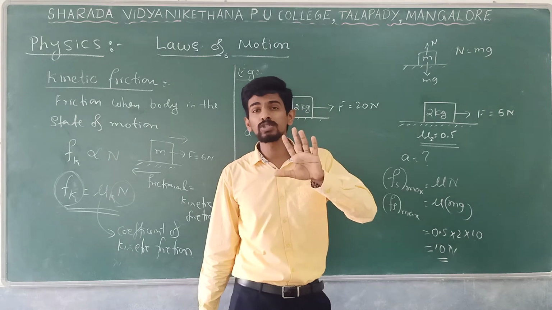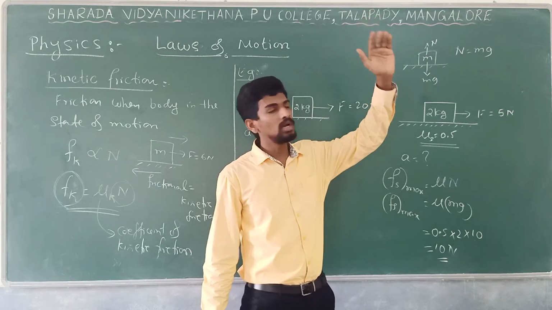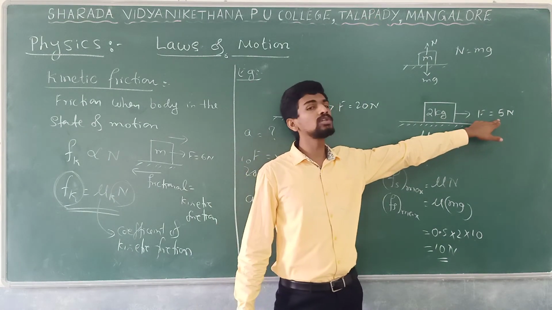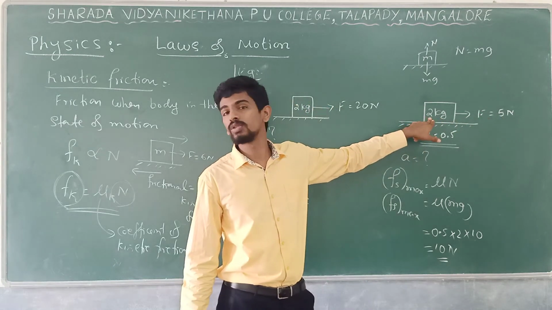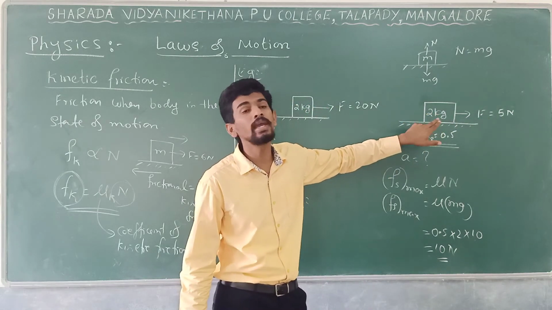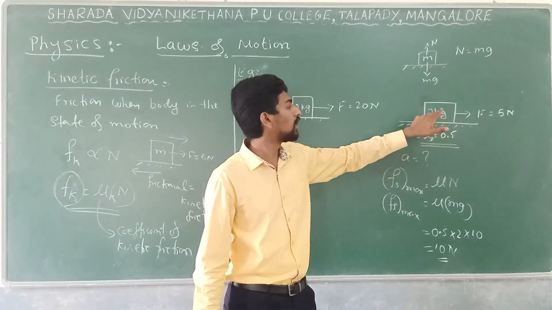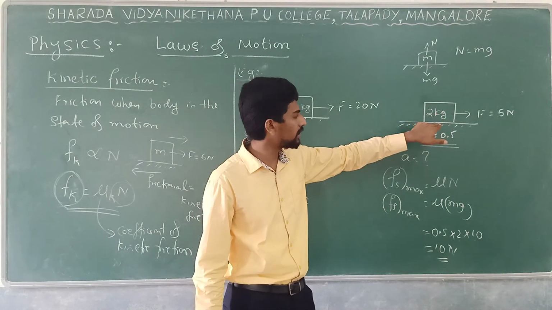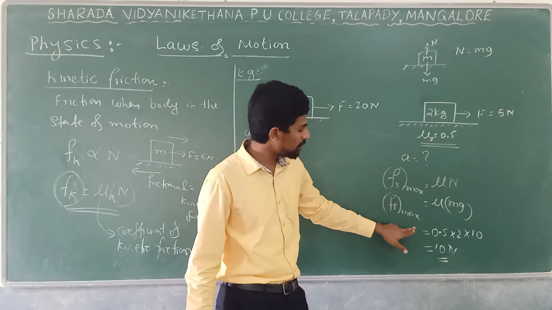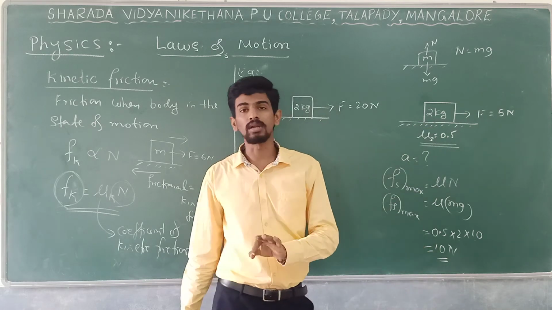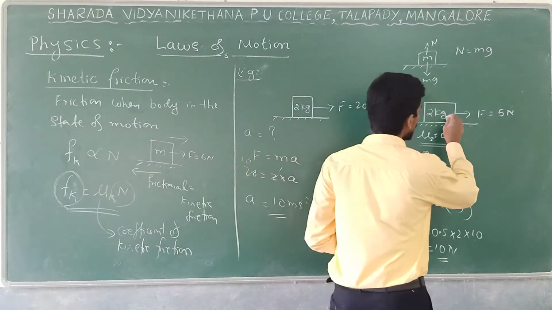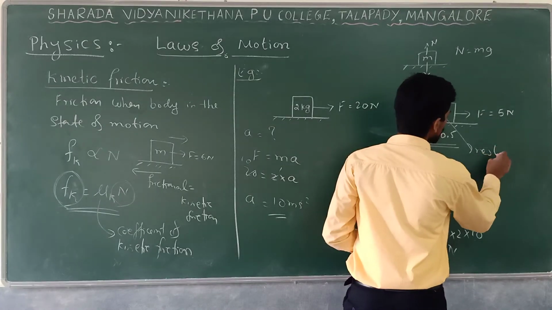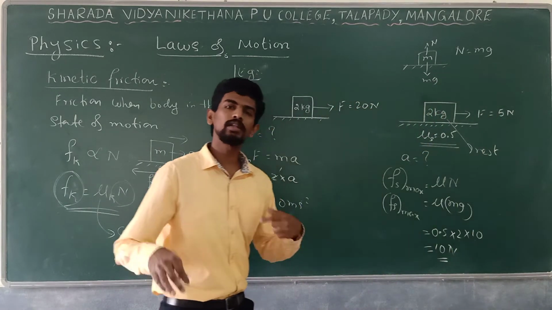So the frictional force will vary up to 10 Newton. But the applied force is only 5 Newton. Is this body in a state of motion? No, it is not moving. It is in the state of rest only. To move this body on this surface, you have to apply a minimum force of 10 Newton, or more than 10 Newton. So if you apply 5 Newton, it remains at rest.